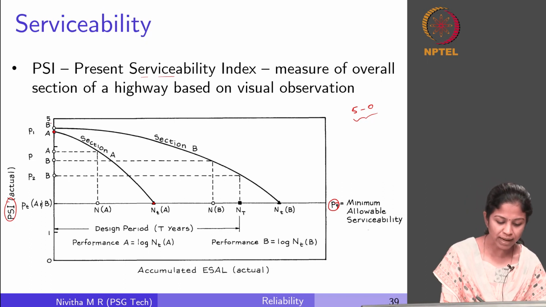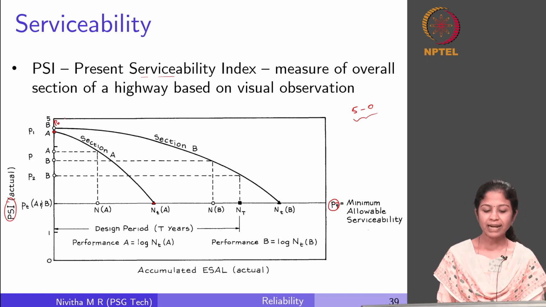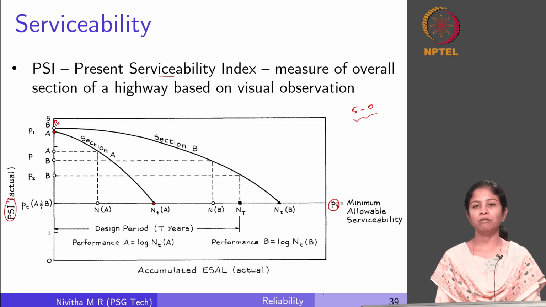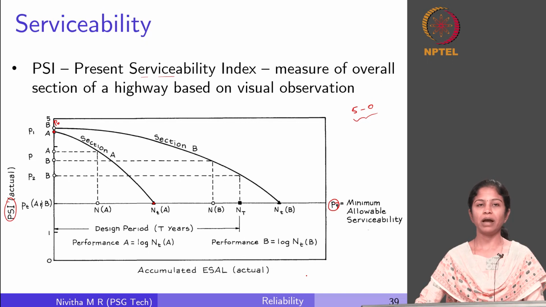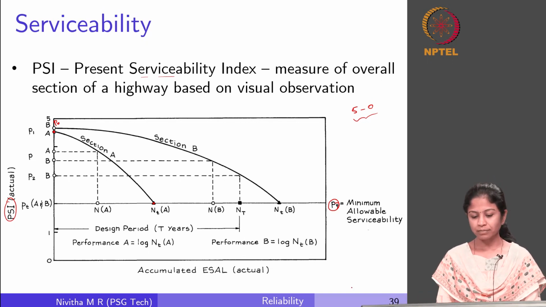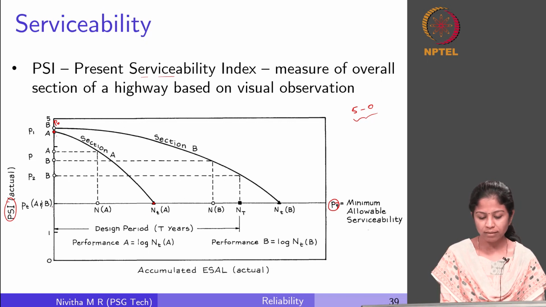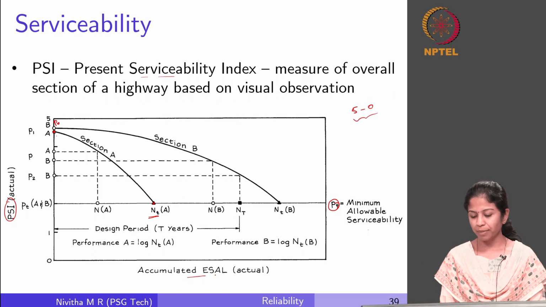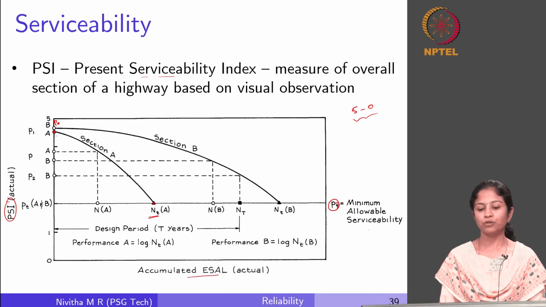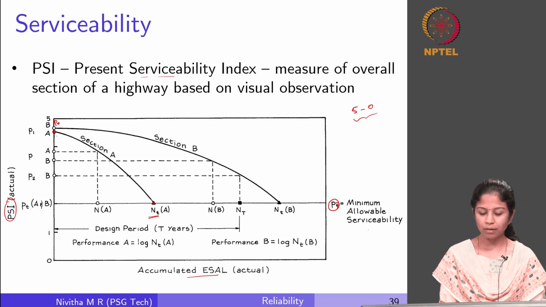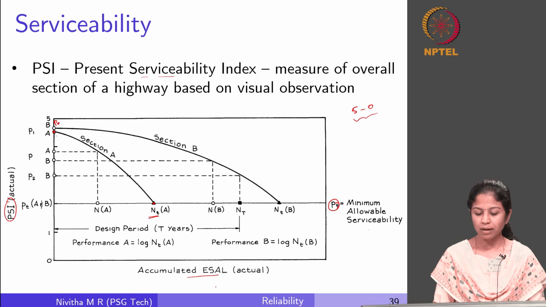So this is my initial value P0, right, initial serviceability level, and this PT is the minimum allowable serviceability level below which I cannot use the pavement any longer. Okay. So, it deteriorates from P0 to PT over these many axle load repetitions. You can see x axis is accumulated ESAL, right. So, the condition deteriorates from P0 to PT over this number of axle load repetitions, right.